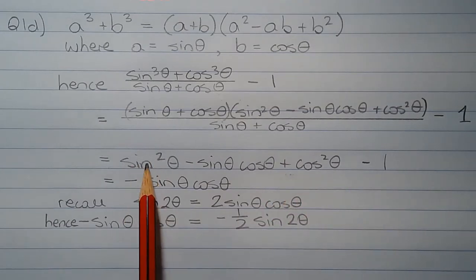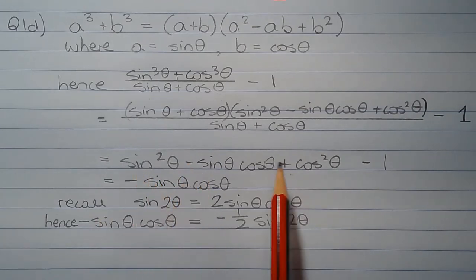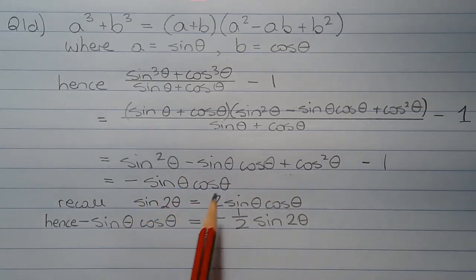Now sine squared theta plus cos squared theta equals 1 because it's a Pythagorean identity. So we end up with 1 minus 1, so that equals 0, and we're left with negative sine theta cos theta. So this equals negative sine theta cos theta. And recall that sine 2 theta, being a double angle, is equal to 2 sine theta cos theta. Hence, negative sine theta cos theta is equal to negative half sine 2 theta.